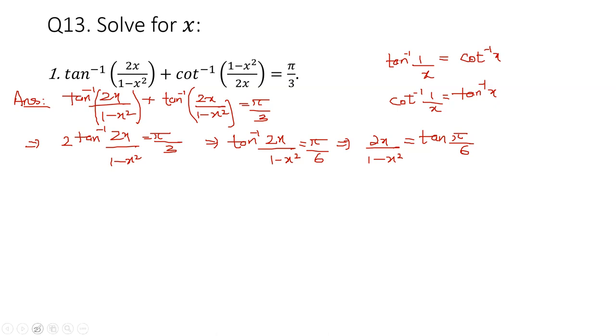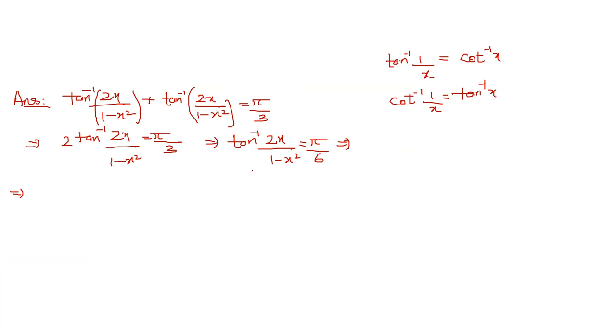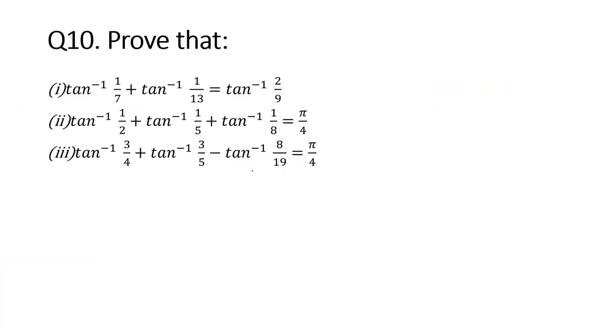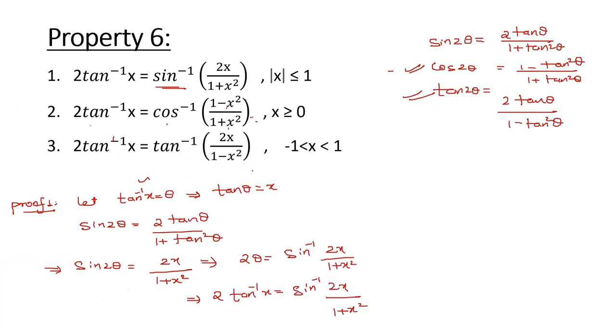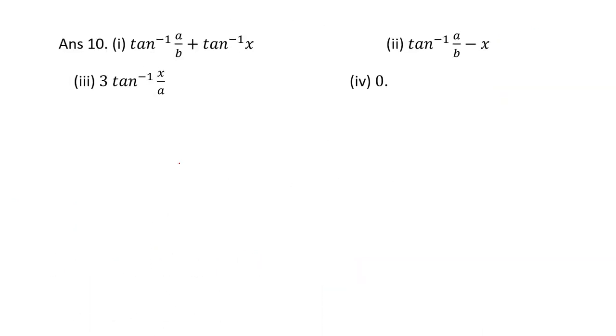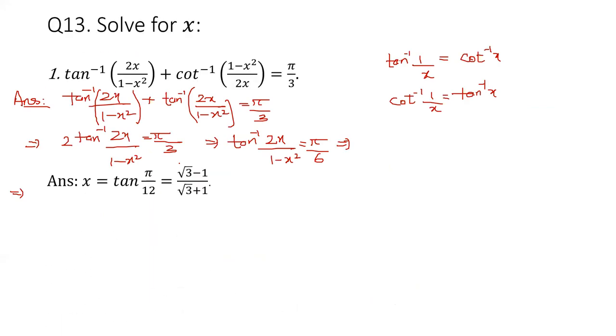Okay, and sorry, we missed one point here. We can apply one formula over here to avoid further calculation. Tan inverse 2x by 1 minus x square. We have just done this formula: tan inverse 2x by 1 minus x square is 2 tan inverse x. You can use this formula here. So in place of this tan inverse 2x by this, we can write 2 tan inverse x.